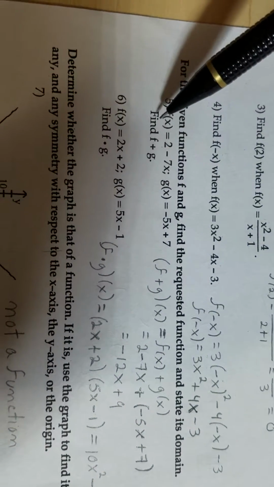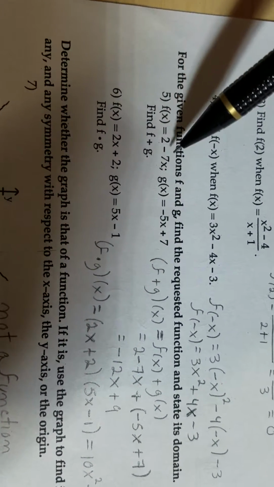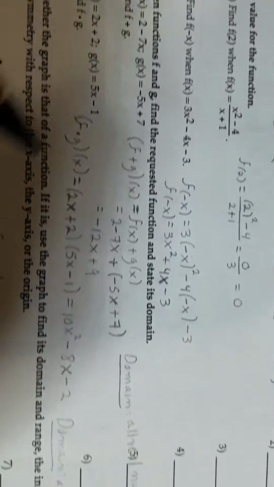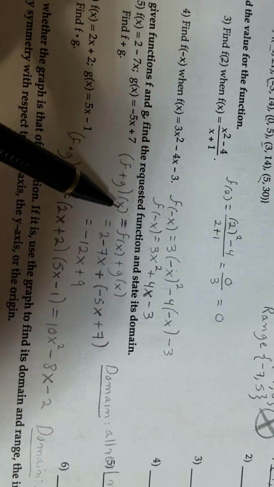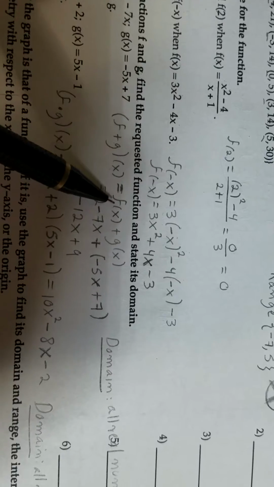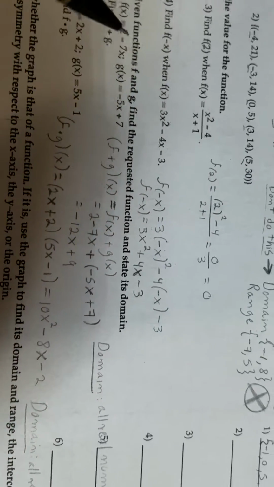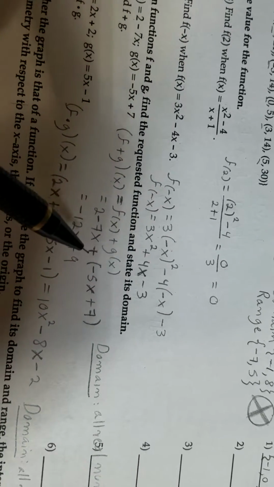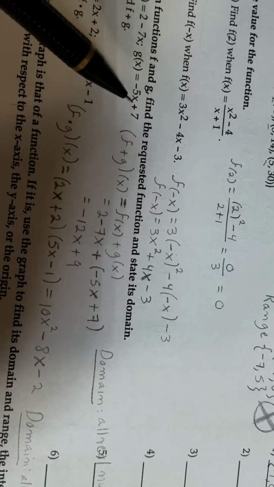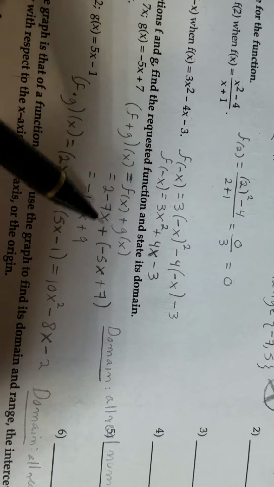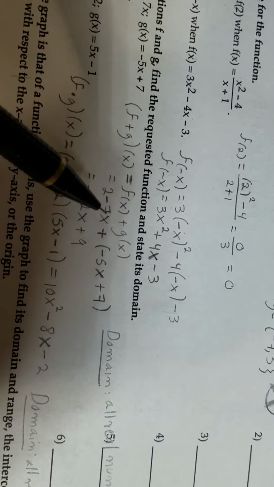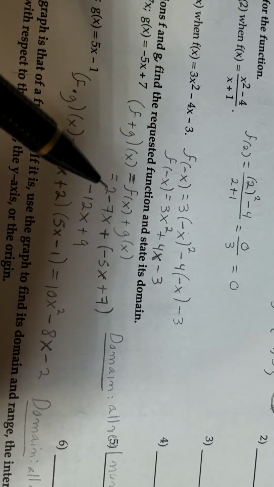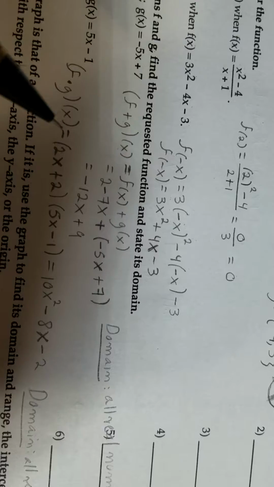So number 5 means just f plus g. So f equals 2 minus 7x, and g equals -5x plus 7. This is how it goes. F plus g of x is the same as f of x plus g of x. So f of x equals 2 minus 7x, and then plus my g of x, which is -5x plus 7. So you just do the math: you add -7x plus -5x, that will give you -12x, and then 2 plus 7 will give you +9.